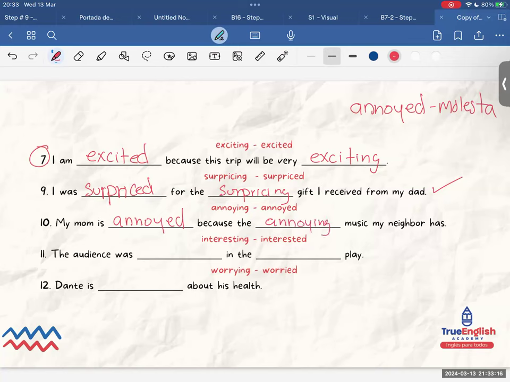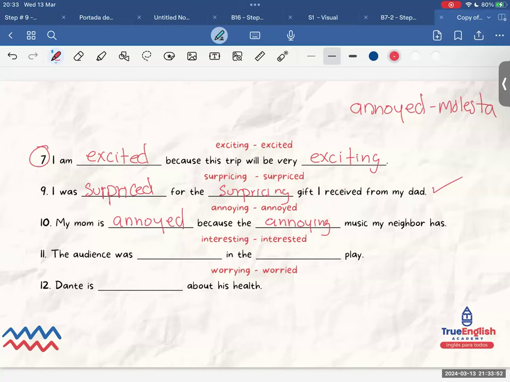¿Y el adjetivo para la música? Mi mamá está molesta por la... Por la molesta música de mi vecino, ¿no? Por la música molesta de mi vecino, o la música que molesta de mi vecino, ¿no? Porque le molesta. Porque me molesta. It's annoying.